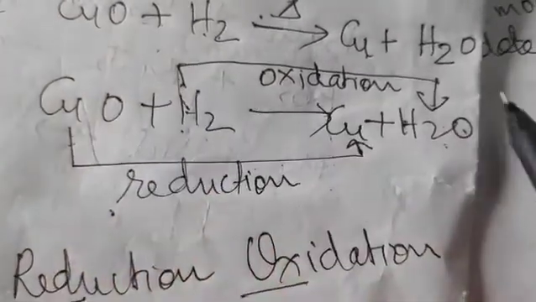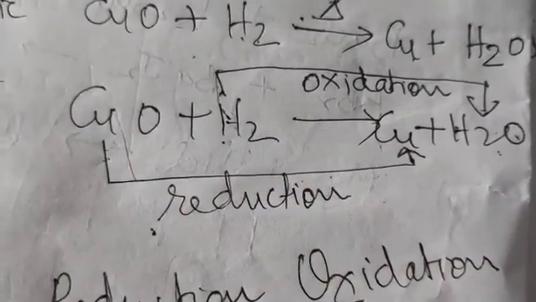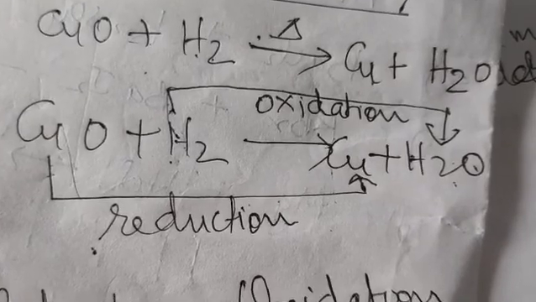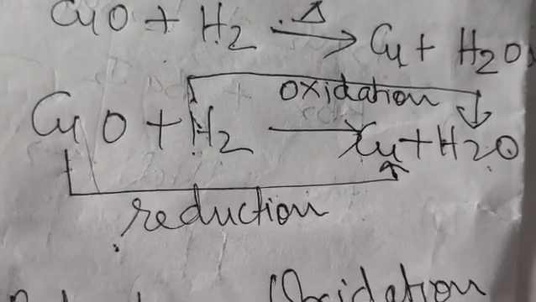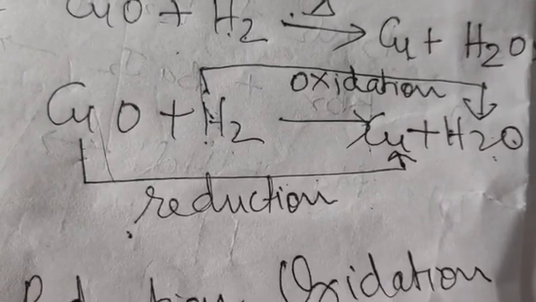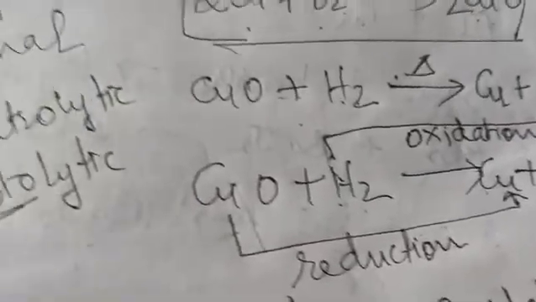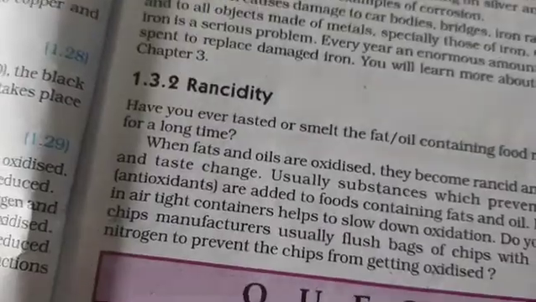This is a very, very tricky question which is often asked. They may give you an equation and ask you which is the oxidation part of the reaction, which is the reduction part of the reaction, or which substance is oxidized and which substance is getting reduced. Like that question might be asked. Okay. We will take a few more examples.